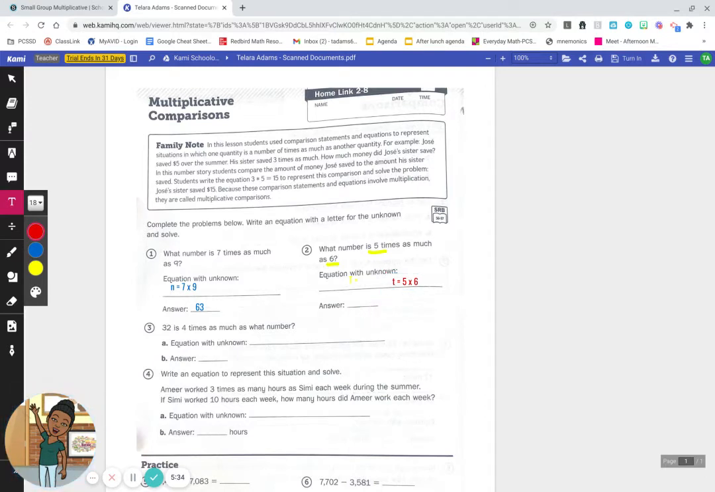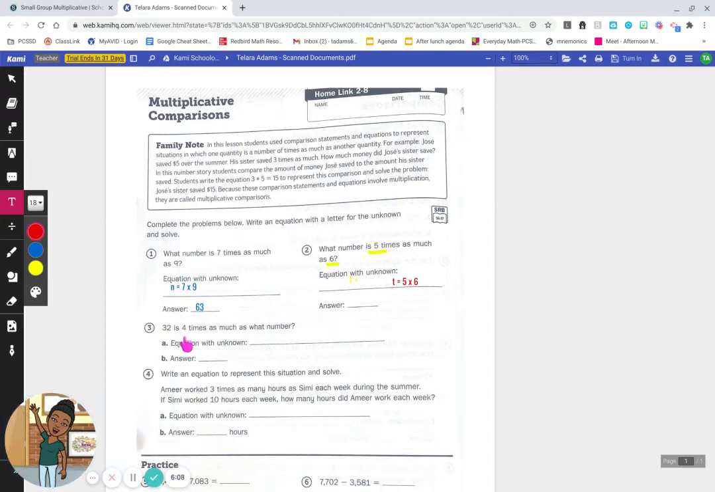All right, mathematicians, let's keep going. 32 is 4 times as much as what number? This time, we have our equals, don't we? 32 is the answer. 32 is 4 times as much as what number? In the first problems, we were looking at 7 times as much as 9. We already knew the number. So our answer, our product, was unknown.